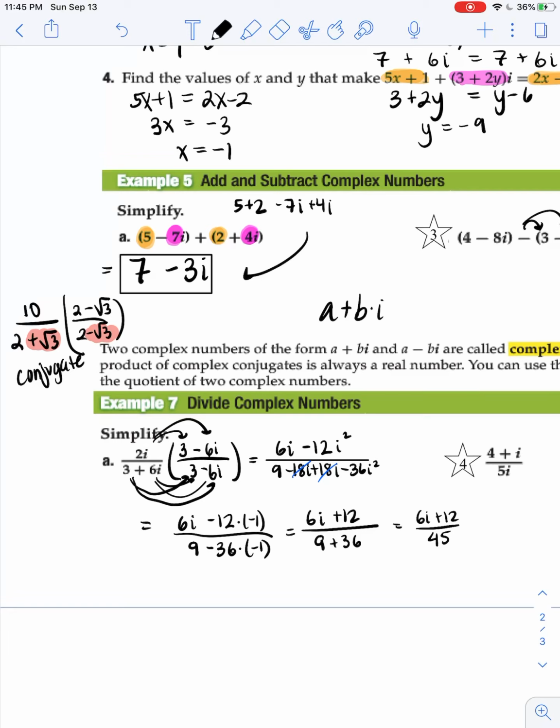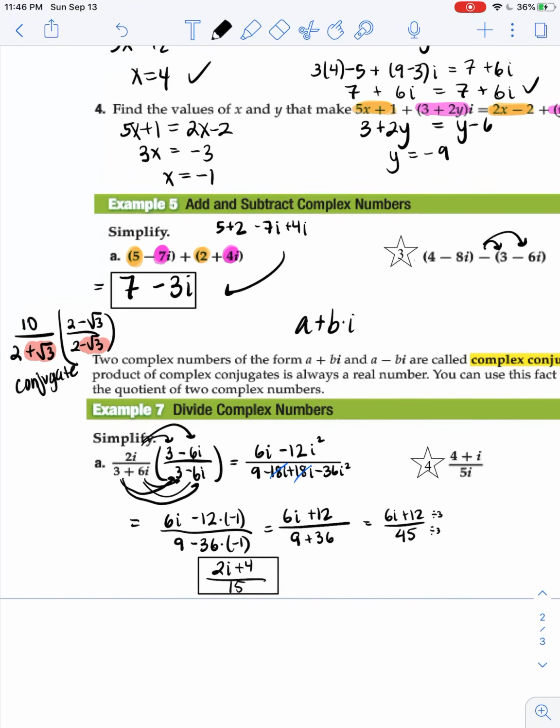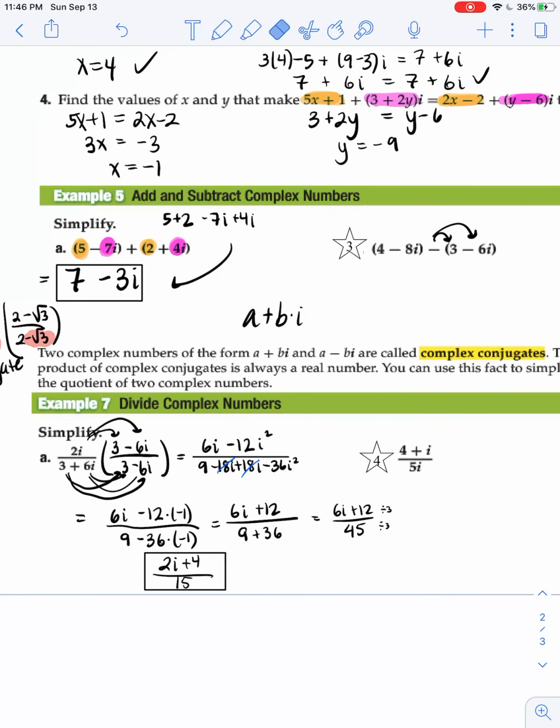So now there's no imaginary number in the denominator. So it's acceptable. However, this is not fully simplified. So all 3 of the terms are divisible by some number. What number is that? It's 3. So we can divide by 3. Divide by 3, divide by 3. So that's 2i plus 4 over 15. And this is our simplified version of what we started with, 2i over 3 plus 6i.